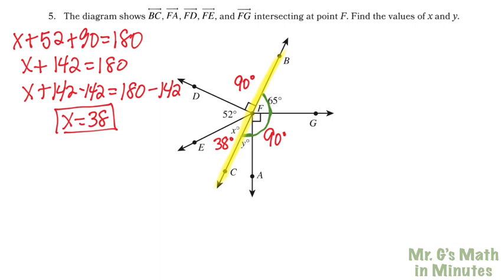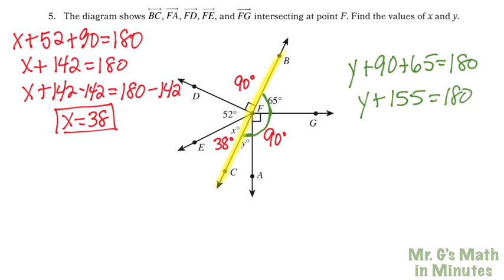Or if you want to do it with 360, you could add up every single one of those numbers, since we know what x is equal to, and make it equal to 360. But I'm going to go ahead and go with this route. Y plus 90 plus 65 gives me a straight angle. Combine these two terms, that's going to give me 155. And then we subtract 155 from both sides.